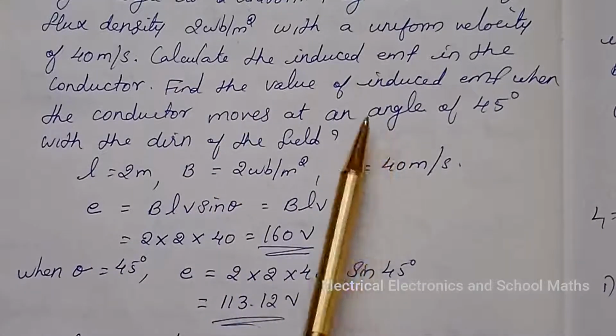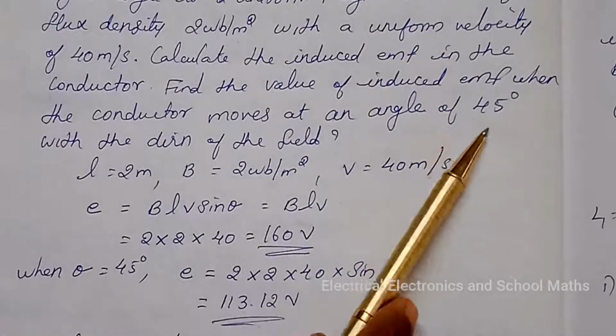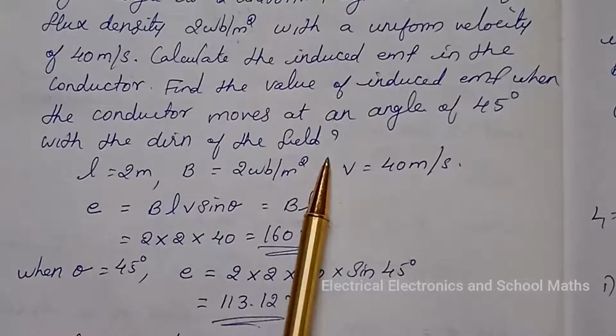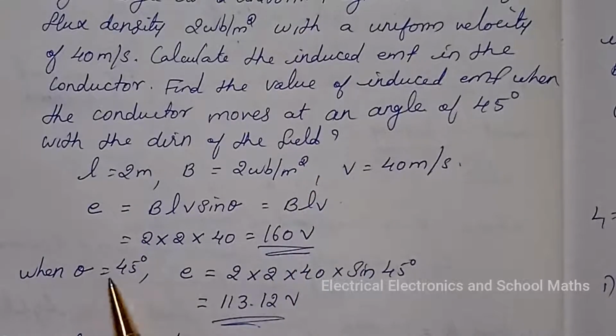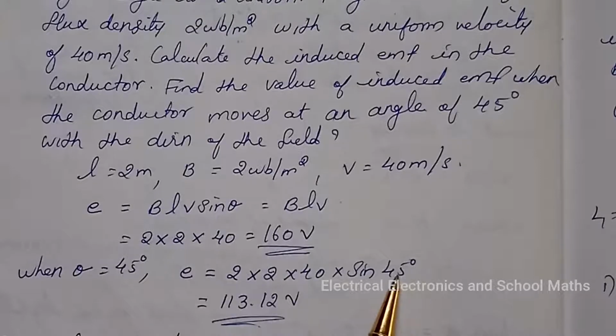And in the next question, the conductor moves at an angle of 45 degree with the direction of the field. That is, theta is 45 degree. Then the dynamically induced EMF is equal to BLV sin 45. And we get 113.12 volt.